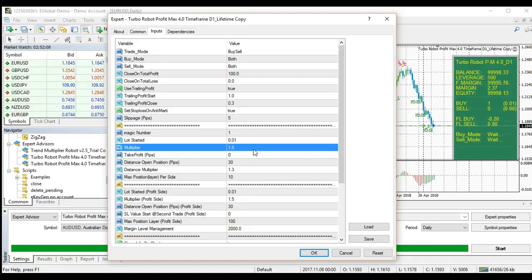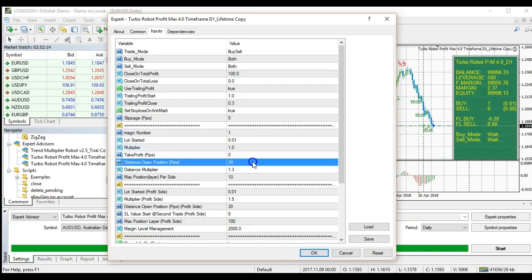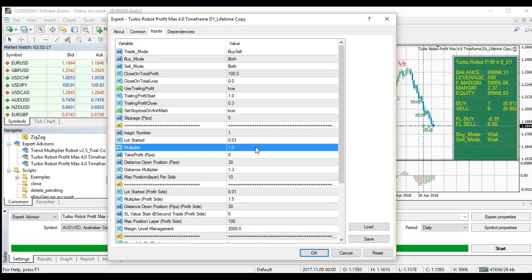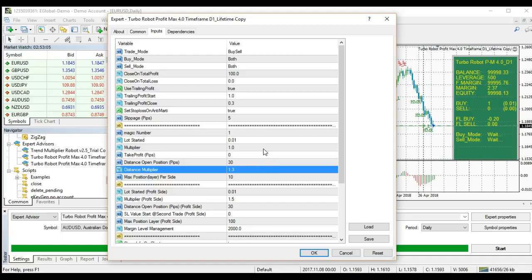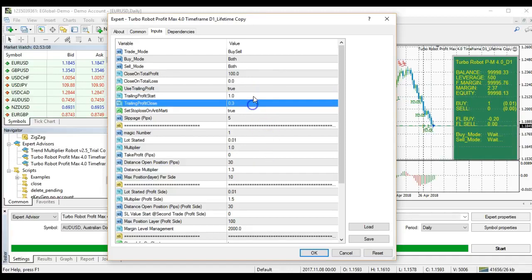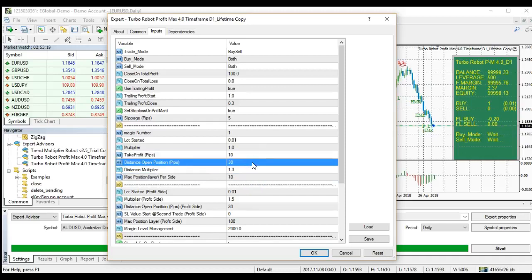In order not to use the martingale portion, you put the multiplier as 1. Once you have a multiplier of 1, take profit is up to you. Maybe you want to make it 10 pips, or you can put 0 and use the profit trailing, which I will teach you how to use later on. Just for example, let's say I want just 10 pips. That means when I hit my target TP, I will get 10 pips.